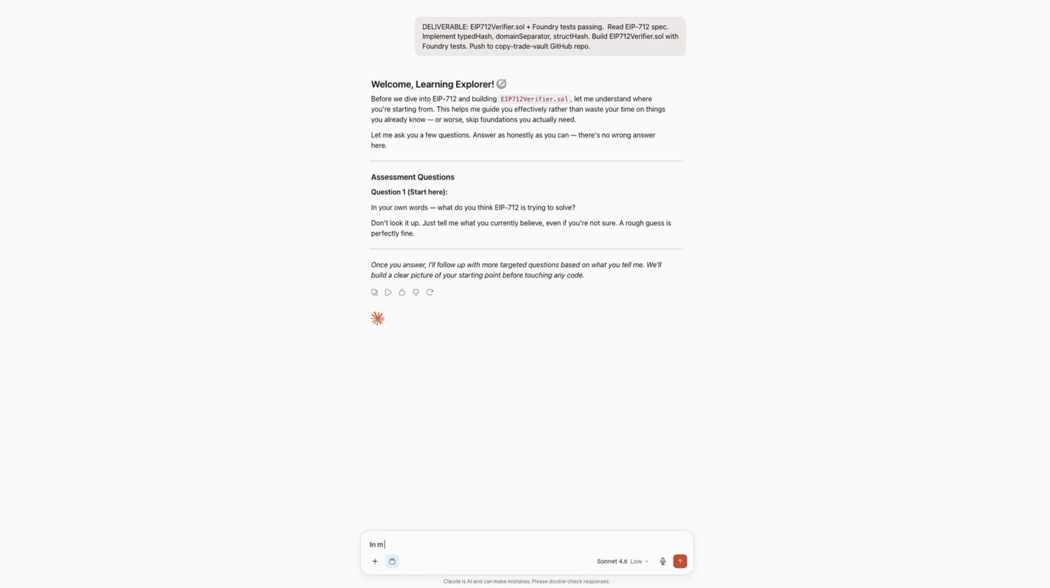In my own words, EIP-712 is trying to solve the problem of signing data from arbitrary hex strings to meaningful, human readable or understandable context by signing the data.